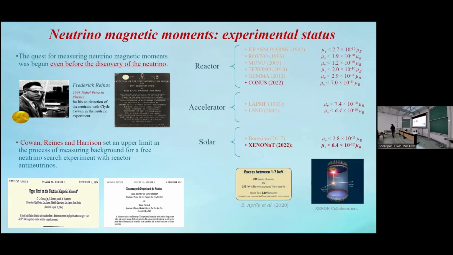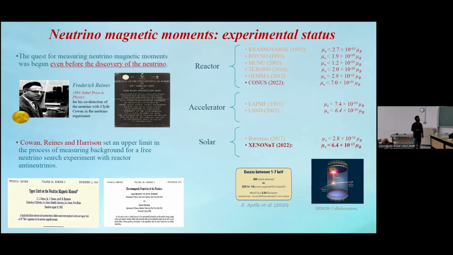And then I put all these timelines chronologically, and I can explain why the timeline looks like that. During the late 80s, the solar neutrino problem arose, and people were trying to explain the solar neutrino data by the neutrino magnetic moment. So at that time it was quite popular. During the 90s, there were dedicated reactor experiments, all trying to look for the neutrino magnetic moment. You can see it starting from 92, and then 93, Rovno, MUNU, TEXONO, GEMMA, and in 2022, CONUS also, which look for the neutrino magnetic moment.